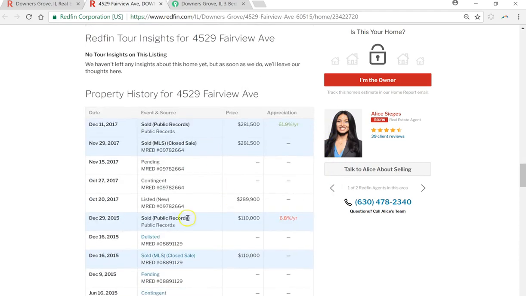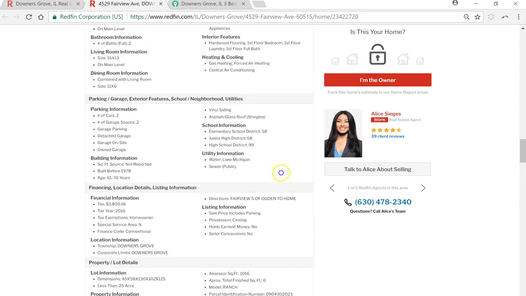And then this here shows you when the property was listed. Okay. So it shows you on October the 20th, it was listed for $289,900. Contingent, meaning they got a contract on it on October the 27th. On November the 15th it was pending, and on the 29th it was sold. So you can look at this, you can kind of see what's going on with the property.